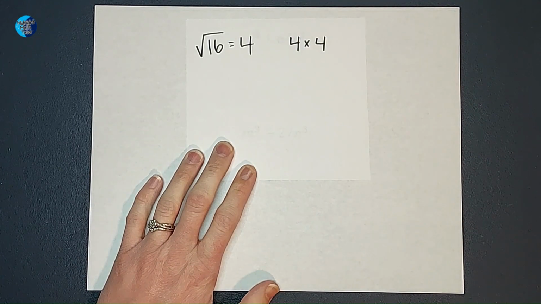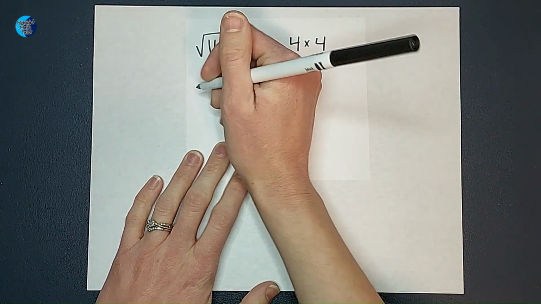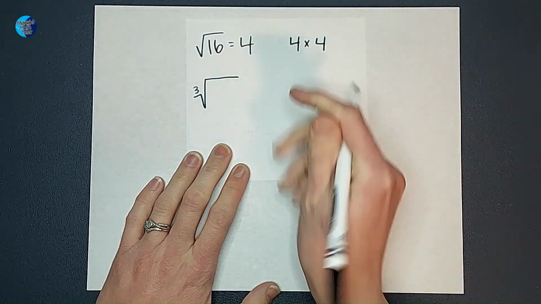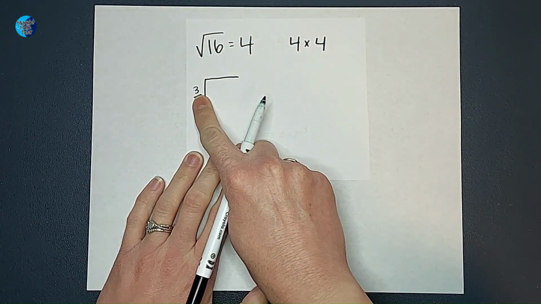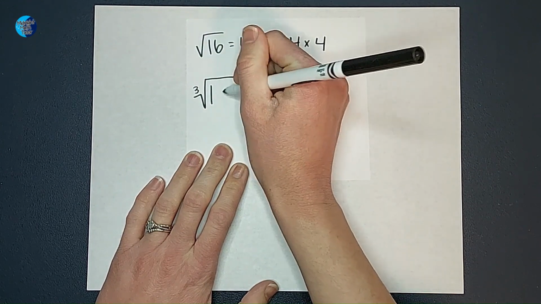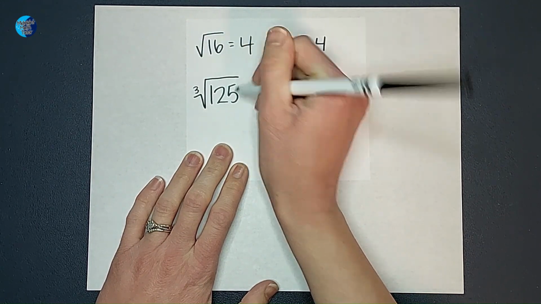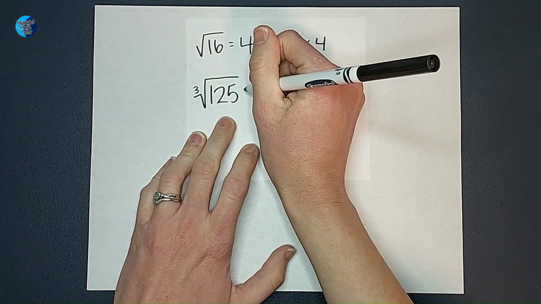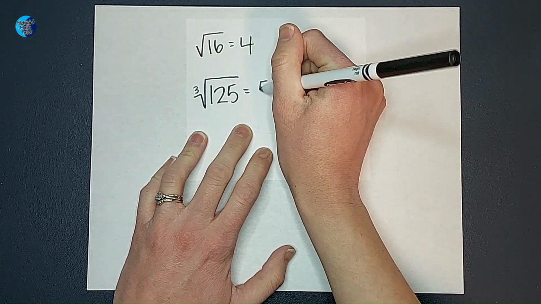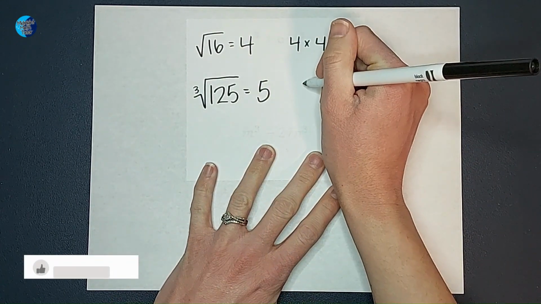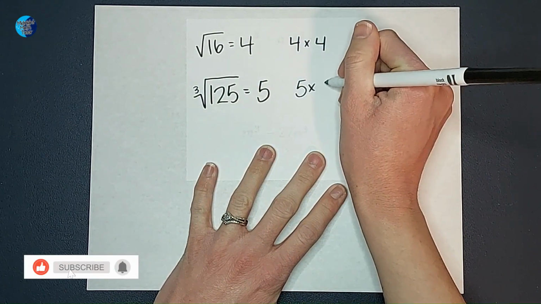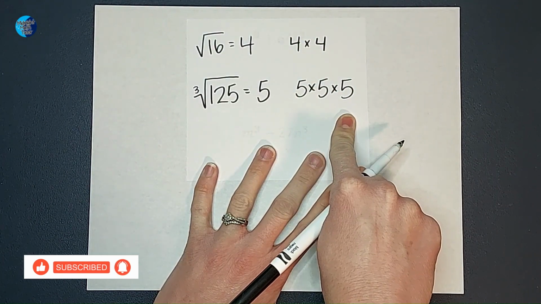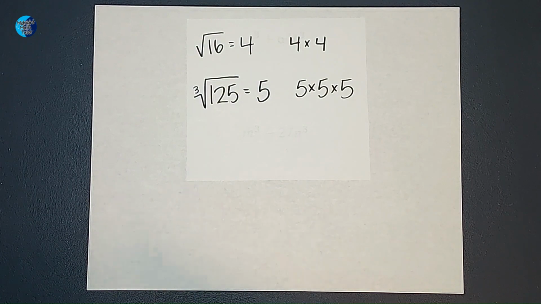Now, cube root is really the same thing. We are just asking, you probably guessed it, what number multiplied by itself 3 times will give me the number that's over here. We put a little 3 to signify that. So for example, the cube root of 125 would be 5. And that's because 5 times 5 times 5, itself 3 times, is 125.